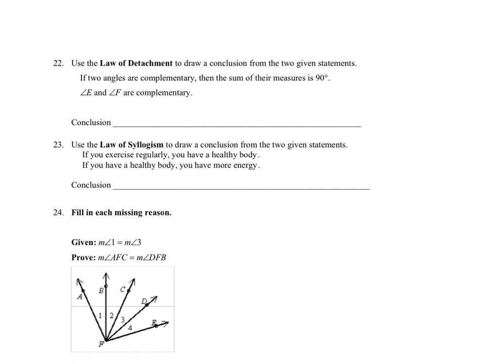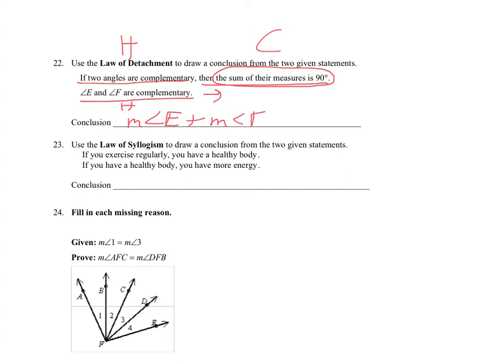Okay, law of detachment. You remember the law of detachment says that we start with a conditional statement. If 2 angles are complementary, then the sum of their measure is 90. Hypothesis, conclusion. Now look at this. This is very similar to the hypothesis. E and F are complementary. Therefore, we can say that E and F, what does the conclusion say? Their sum of their measure is 90, so we can say the measure of angle E plus the measure of angle F equals 90. Since they're complementary, then their sum is 90.